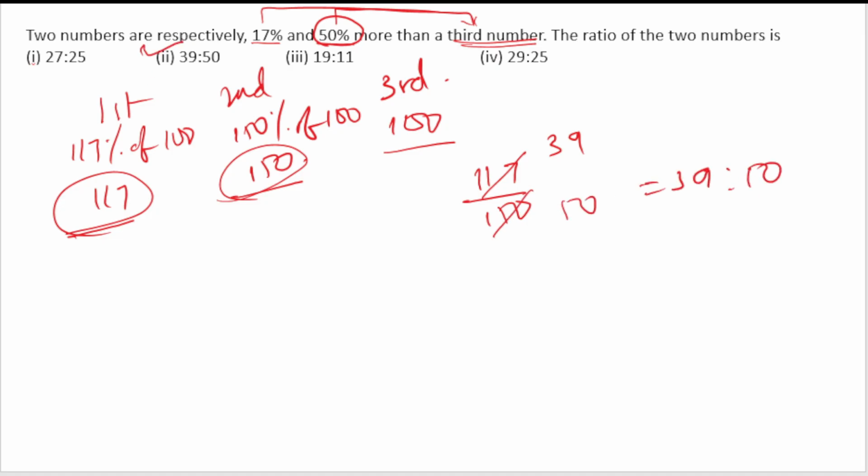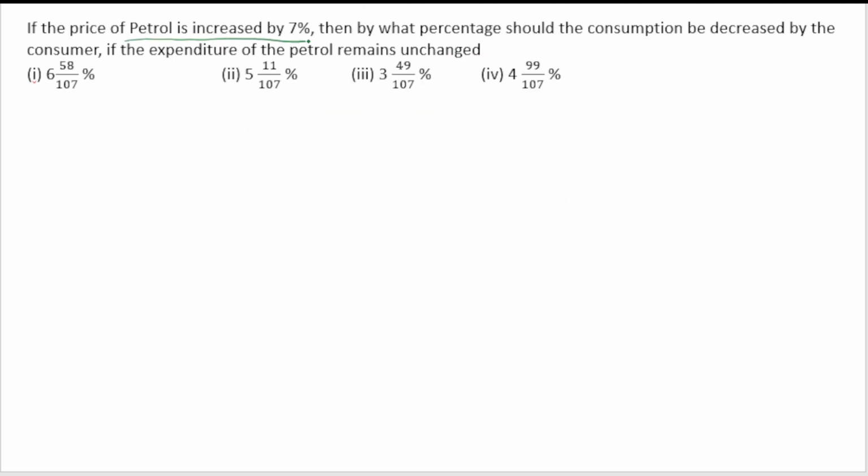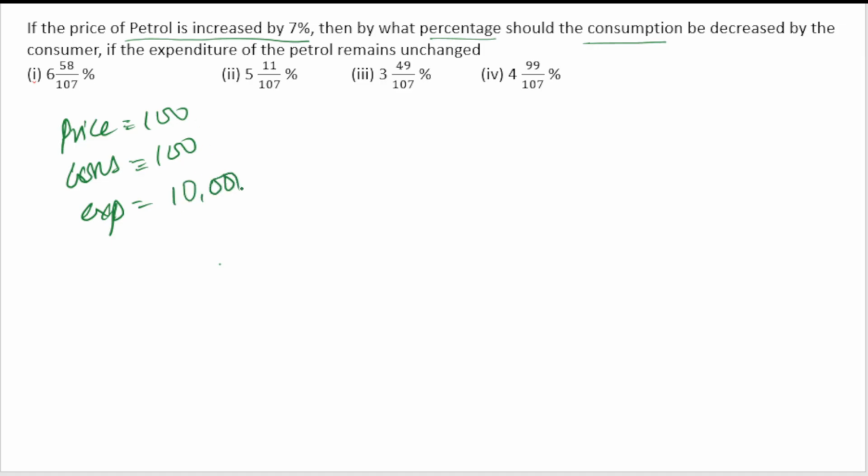Second option. Next one. If the price of petrol is increased by 7%, then by what percentage should the consumption be decreased by the consumer if the expenditure of the petrol remains unchanged? So here we will assume the price of the petrol is 100 rupees and we will assume the consumption is also 100. So what is the expenditure here? Expenditure is equal to price into consumption. It is 10,000. 10,000 is the expenditure.